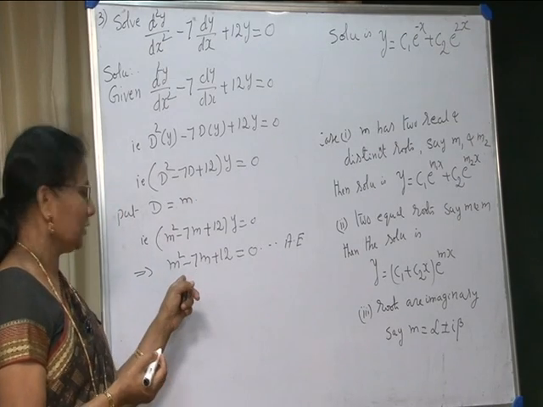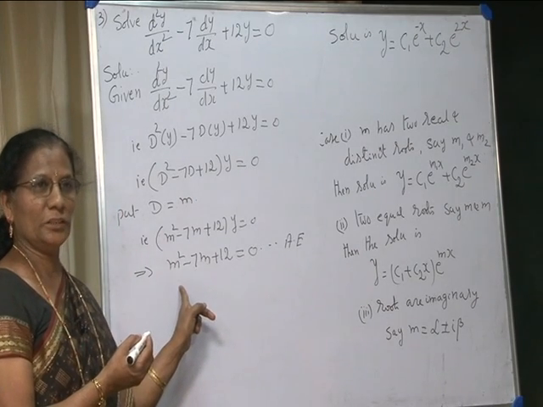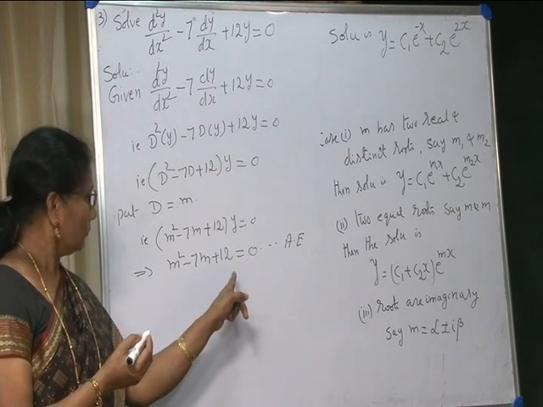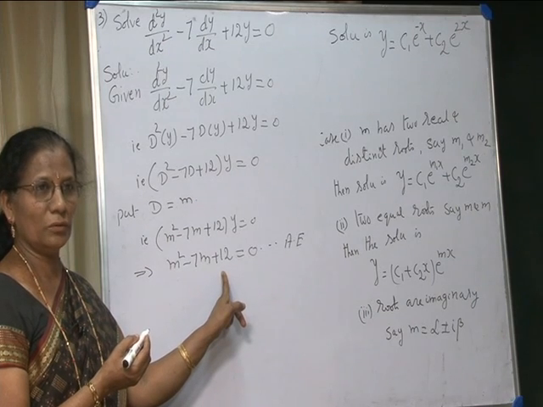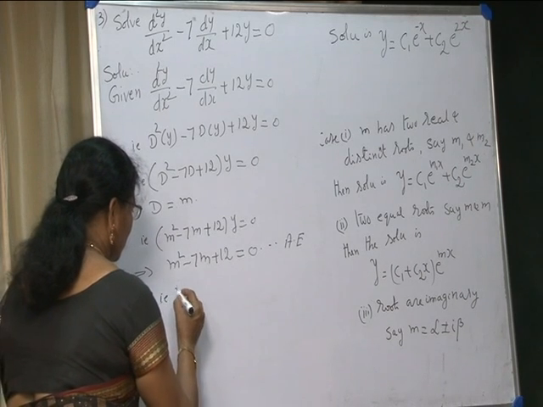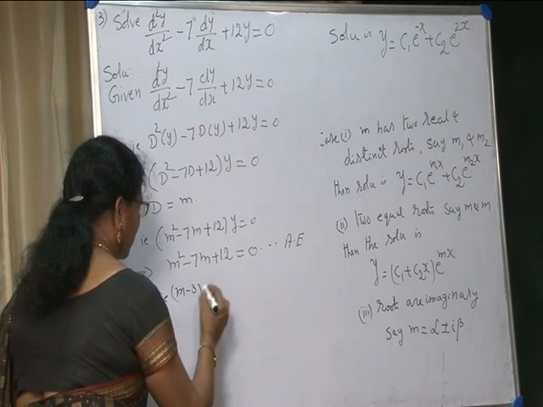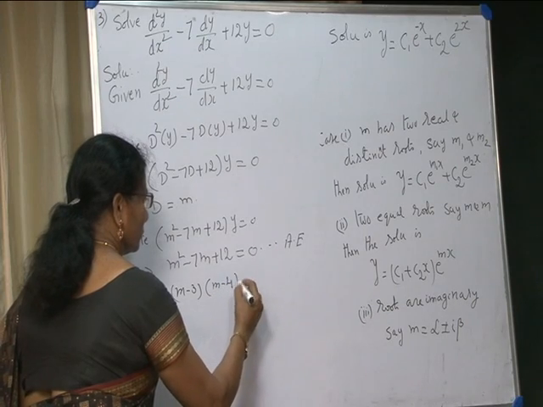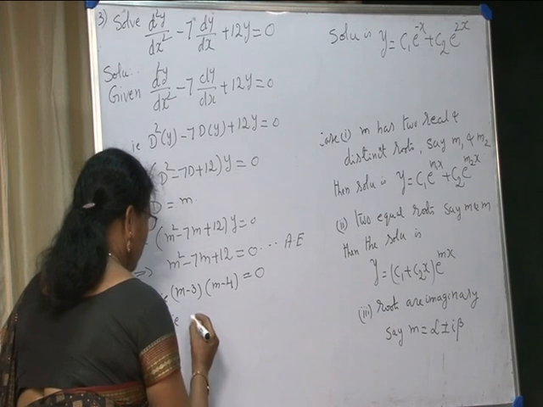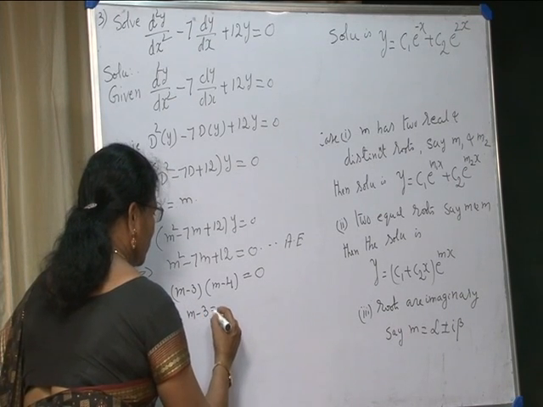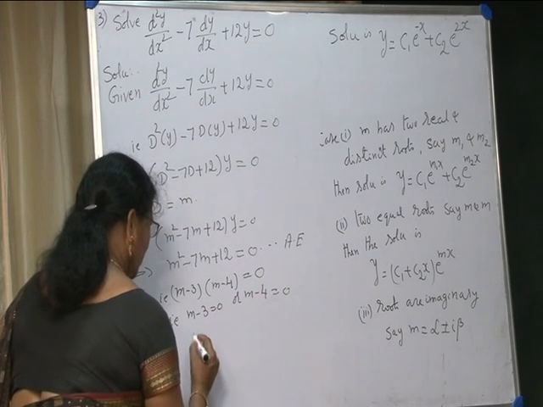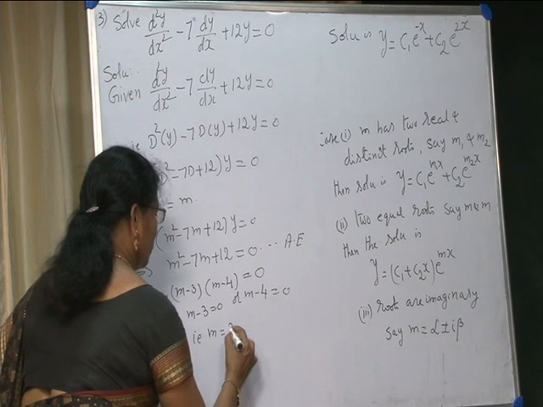We know it very well, it is a quadratic equation in m. We can easily solve this, find the values of m by factorization. 4 3s are 12, minus 4 minus 3, that is equal to minus 7, that is m minus 3, m minus 4 is equal to 0, that is m minus 3 is equal to 0 or m minus 4 is equal to 0, that is m is equal to 3.